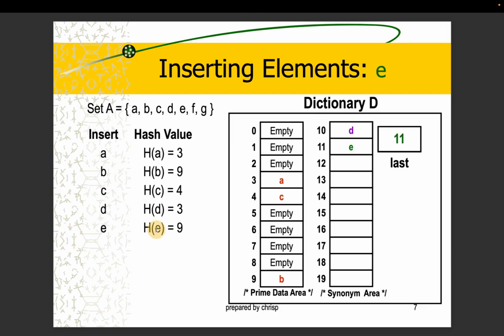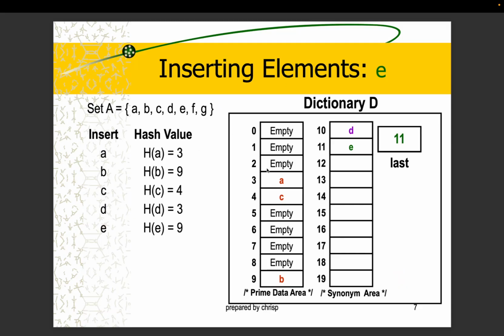Next, E is supposed to be at 9. But when you check 9, 9 is not empty. Therefore, I have to insert into the synonym area. My previous last was 10. Do I still need to go to 10? No, I don't. I just increment and then insert the element. So this is variation 1.